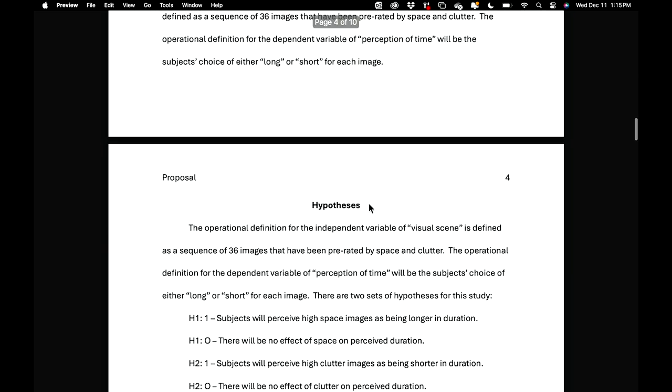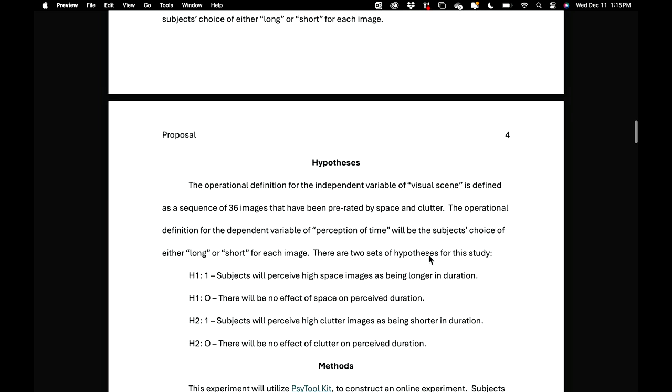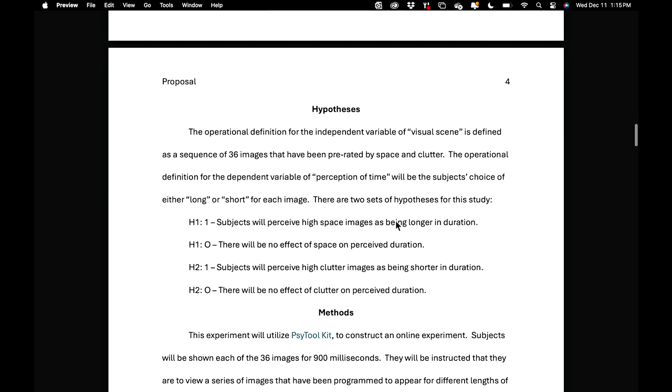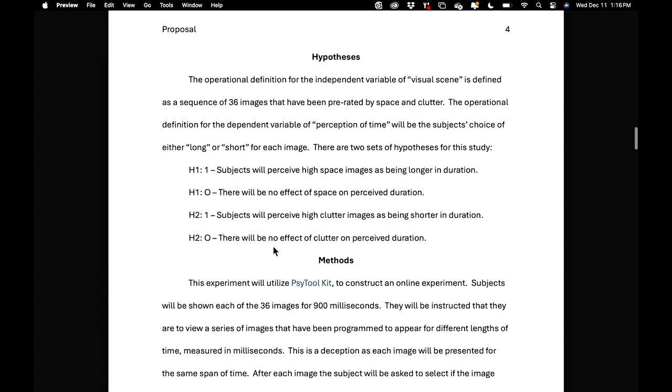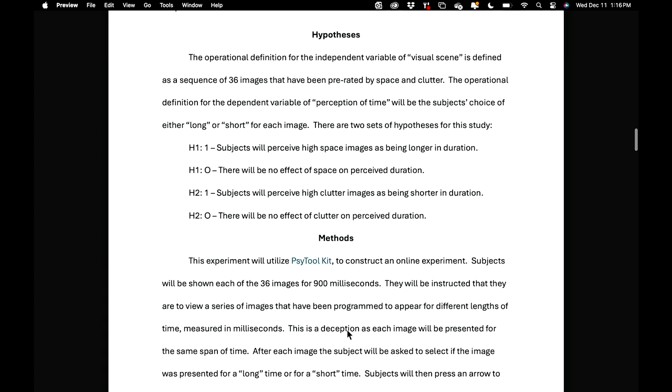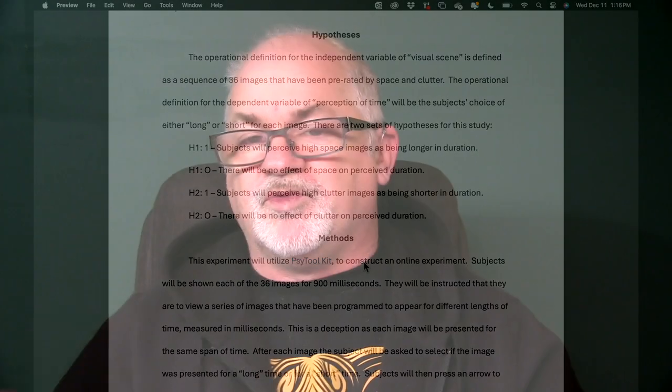I then put the hypothesis here, just a brief identification of the two independent variables, and then the two hypotheses that I have. I have H1, the experimental hypothesis, and H1O, which is the null hypothesis. I have two of those. The methods, again, specifically copied, but you'll notice that in the hypothesis and the methods, in the original assignment, I had you repeat that part about what the study is going to be doing. Take that out and just put the methods part.